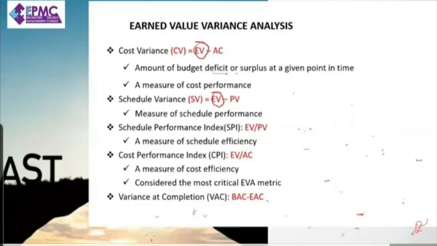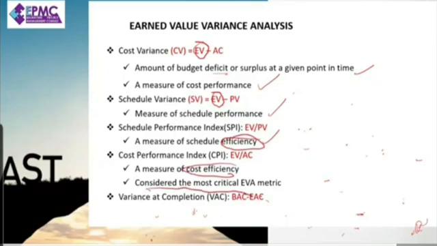Is the amount of budget deficit or surplus at a given point. You have some exercises. A measure of your cost performance. This is a measure of your schedule performance. We talked about it. This is a measure of schedule efficiency. Which one talks about efficiency? It's about the index. Okay, cost efficiency is about the CPI.